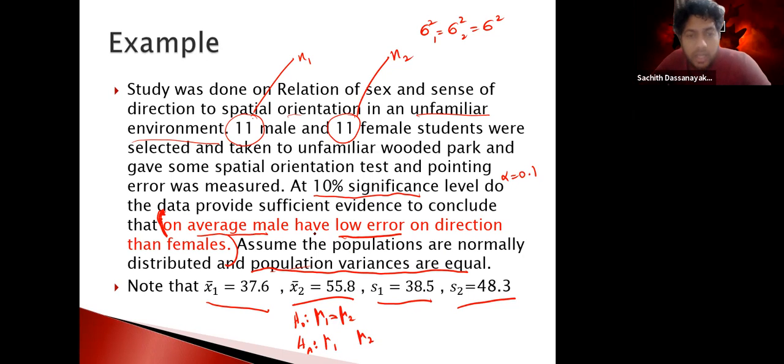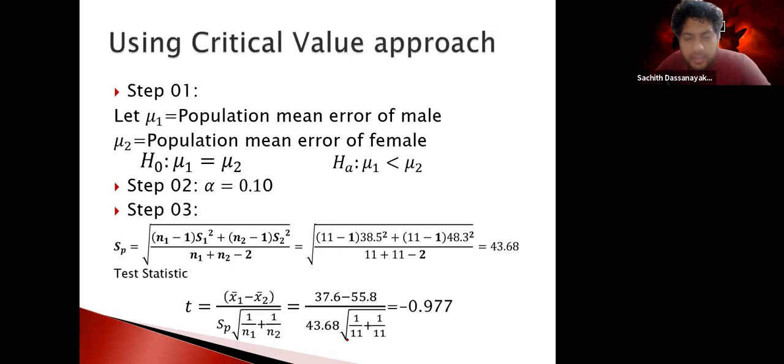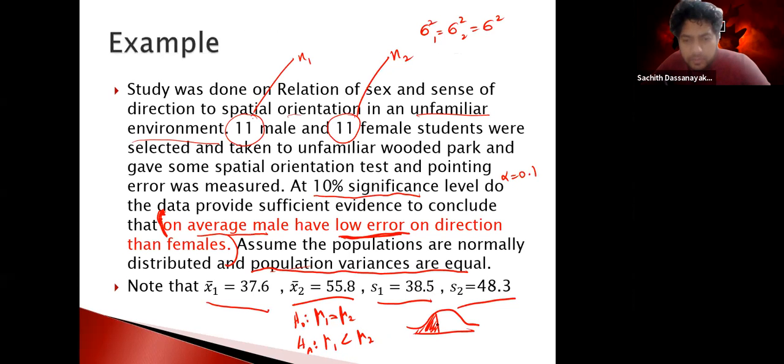So on average males have low error. So which kind of test is this? It's going to be less than, a left tail test. It is less than, because see what they need to show: lower error. On average males have lower error on direction than females, so it is a left tail test.